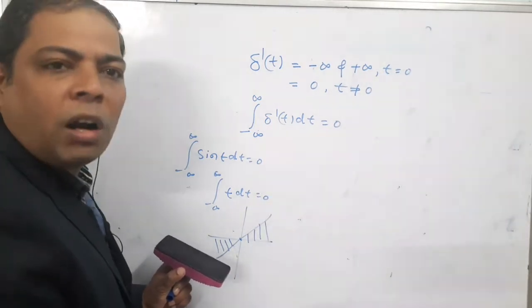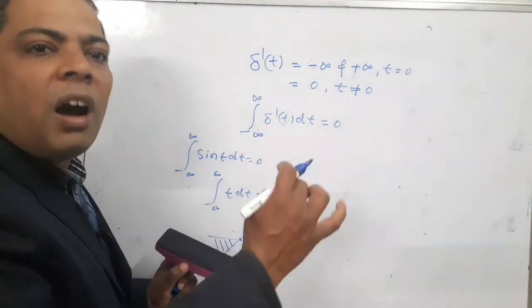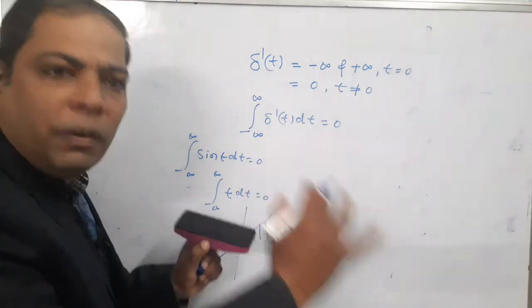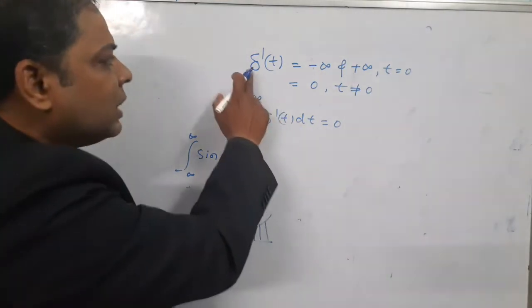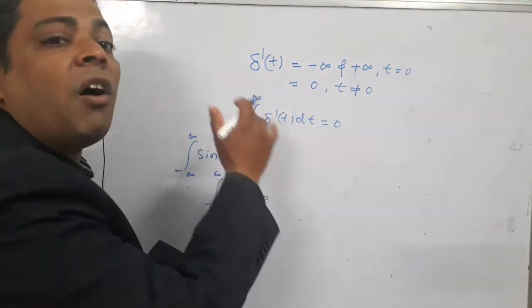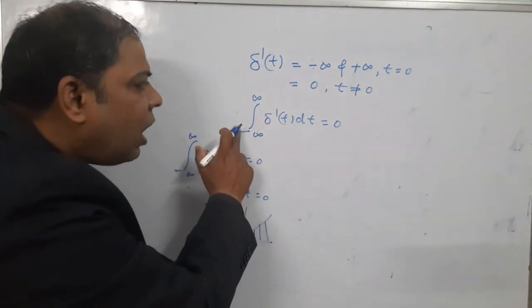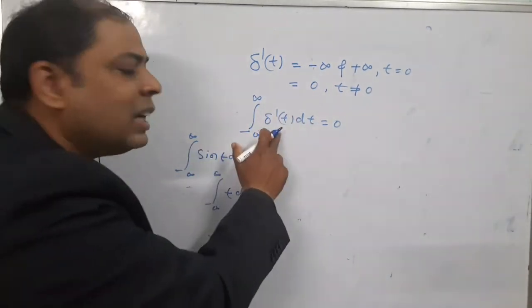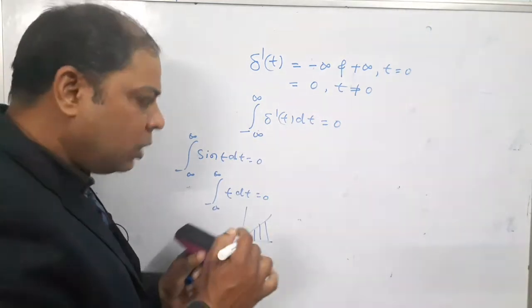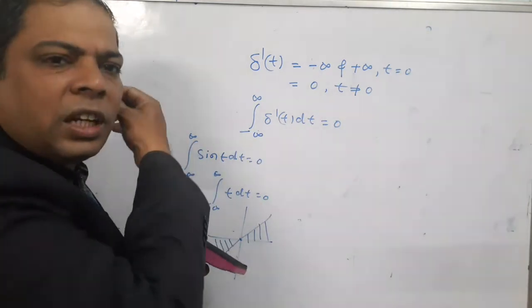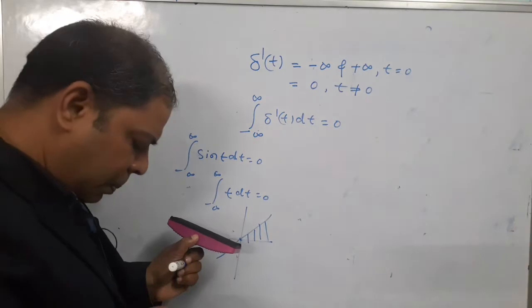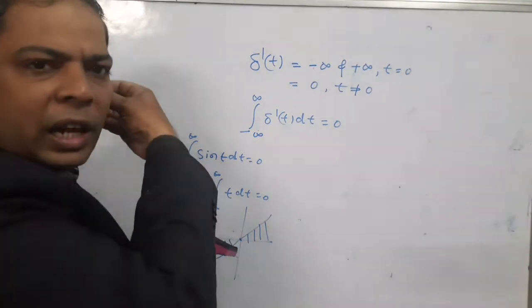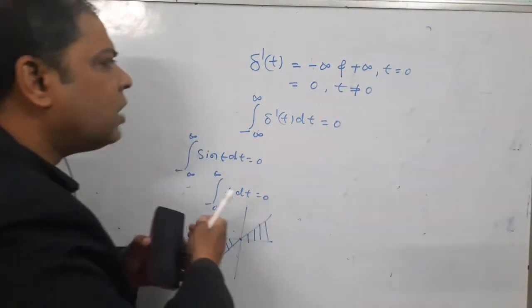If the function is an odd function, definitely the area under the curve from minus infinity to infinity must be equal to 0. Since this del dash t is an odd signal, the area under that curve is equal to 0. Understood? So this is the definition, and I have also told the graphical representation of this doublet function.